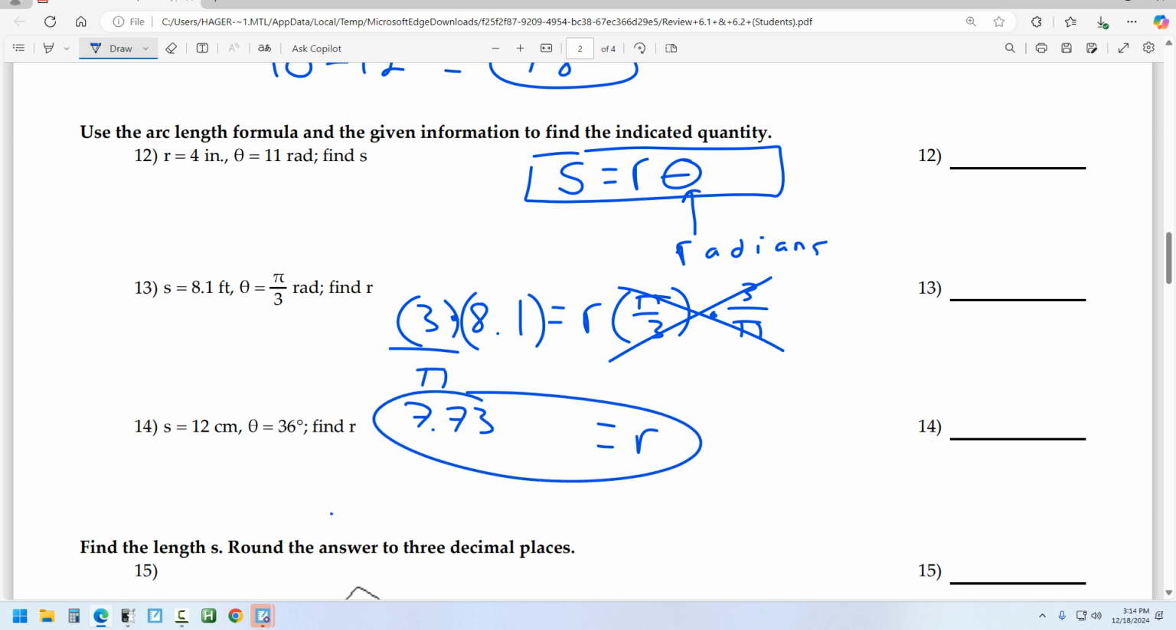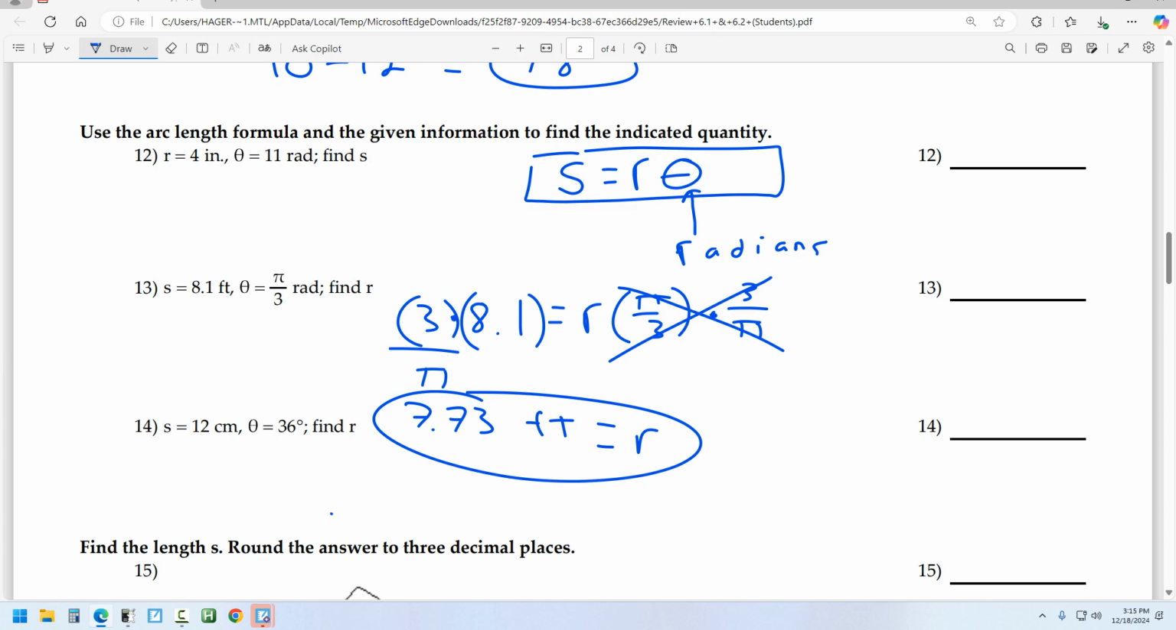And what do I need for a label on that? What did we find? We found r. So that is the radius. And what units should the radius be labeled in? Feet. Feet, yes. So that's an example where you find r.